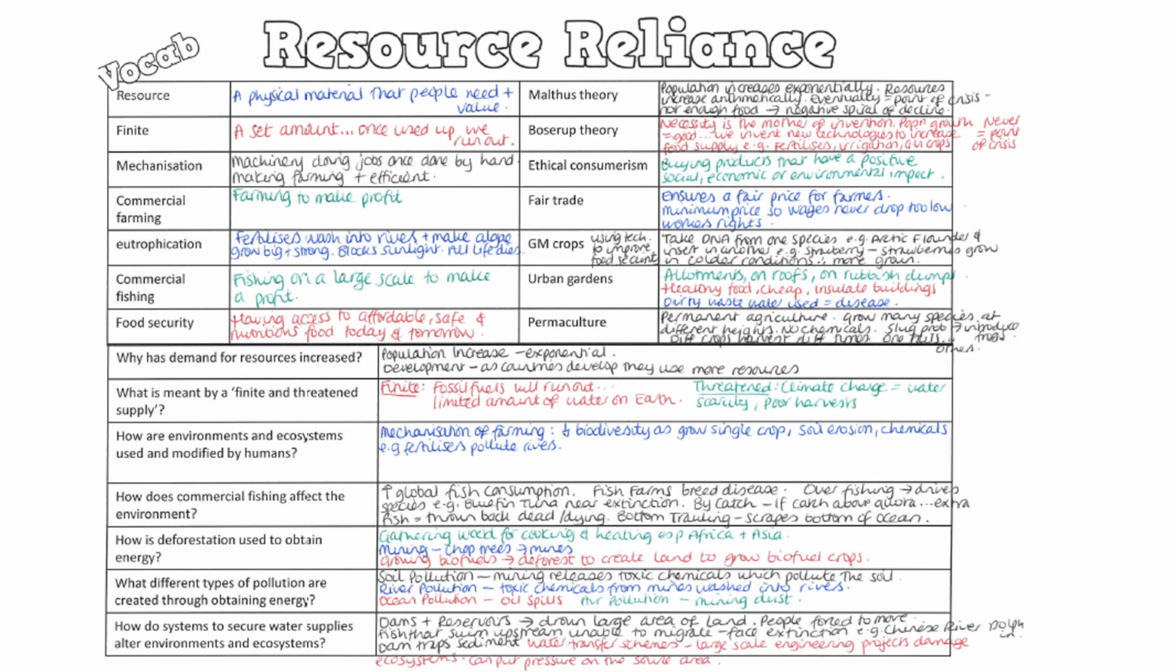Ethical consumerism is where we buy products that have a positive social, economic, or environmental impact. An example of that would be buying fair trade products, which ensure that the farmers in the poor countries get a fair price for their work. There's a minimum wage, so their wages never drop too low.